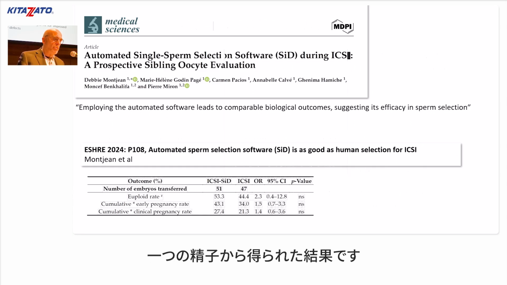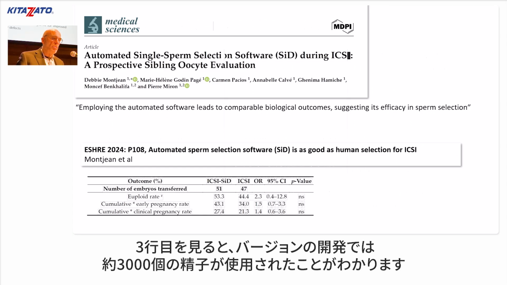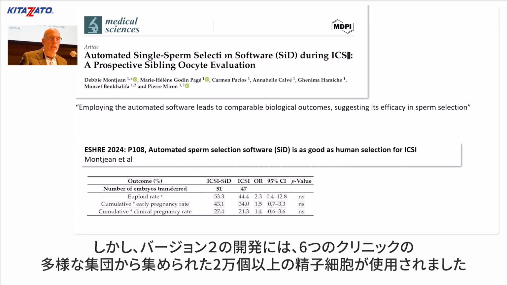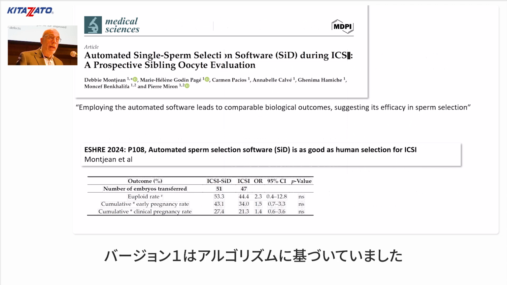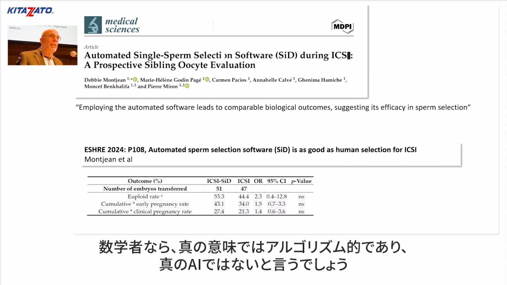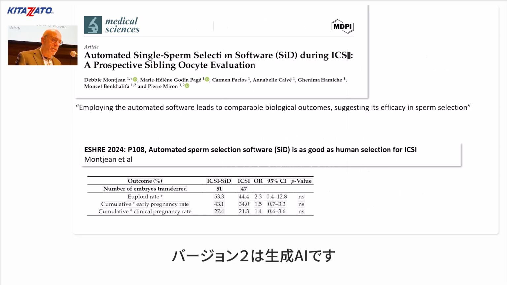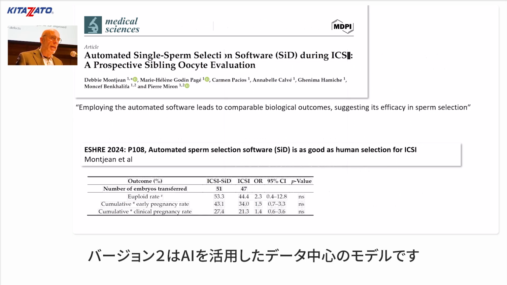So the outcomes from single spermatozoa, and you can see that here in the third row, 3,000 single spermatozoa were used in the first development of the first core, but it was over 20,000 sperm cells from the diverse populations from the 6 clinics which were used to develop the second core. So the first core was algorithmic. In its true sense, a mathematician would have said it's algorithmic and it's not really a true AI. The second one is generative and is an AI. It's AI-powered with a data-centric model.